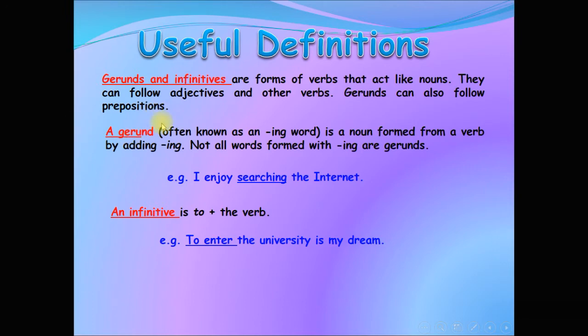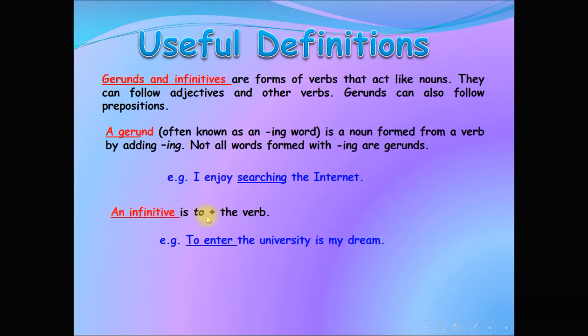A gerund, often known as an ing form or ing word, is a noun formed from a verb by adding ing. But not all words formed with ing are gerunds. Look at the example here: I enjoy searching the internet. The word searching here is a gerund because it follows the verb enjoy.